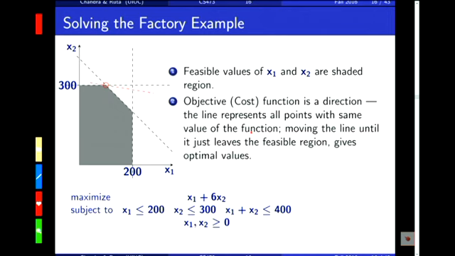So first thing we saw is that we can represent these constraints in 2 dimensions through lines, right? So if I just look at x1 equals 200, that is this vertical line, right? If I look at x2 equals 300, that's the horizontal line, right? x1 equals 0 is this x2 axis, because on this axis x1 is 0, right? x2 equals 0 is this x1 axis, right? And x1 plus x2 equals 400 is this line. And then you see which side of the region you want.